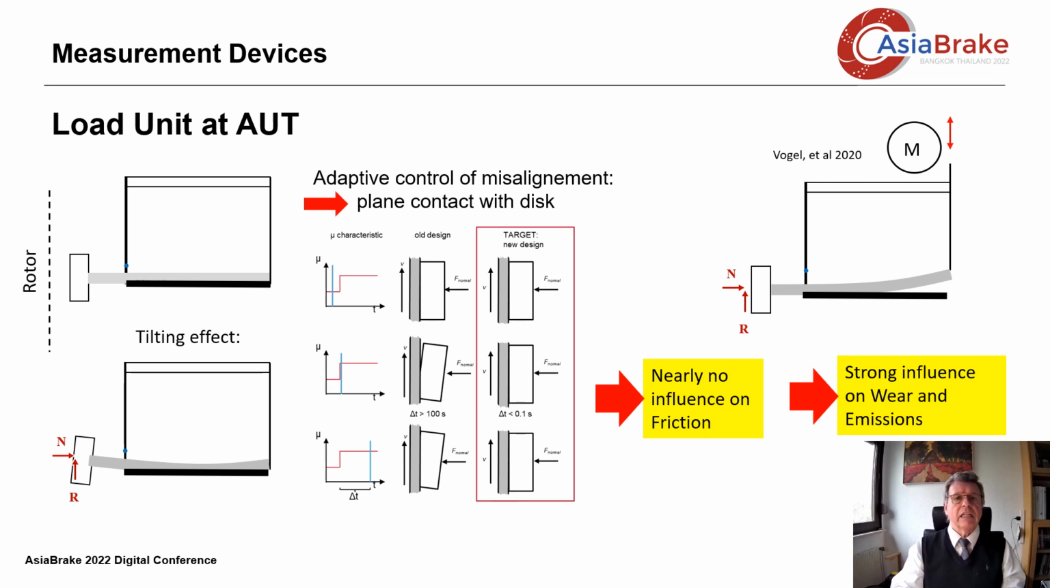Interestingly, this has nearly no effect on the coefficient of friction we are measuring. This is consistent with Coulomb's idea, but it has a huge impact on emissions since the underlying processes change dramatically as a function of energy densities, as we know now. The solution is an adaptive device which adjusts the pin so that it always is in full contact with the disc. The principle is shown here on the right.